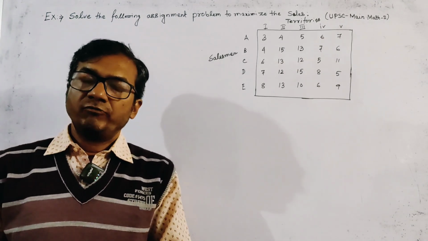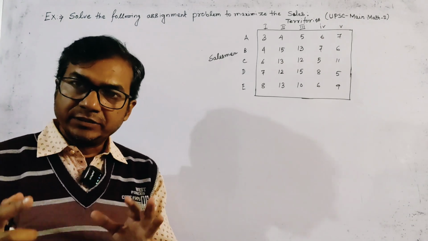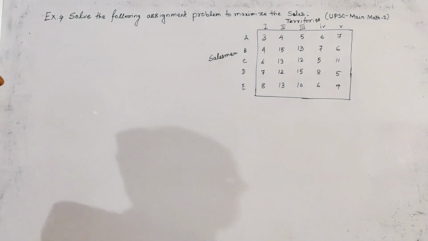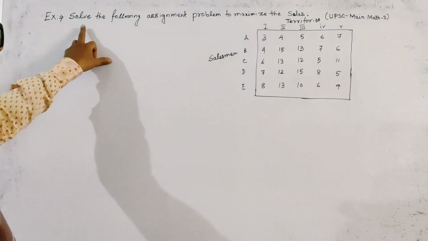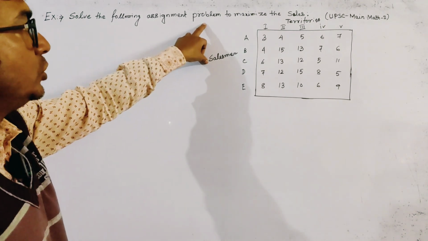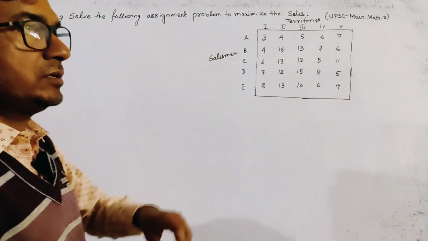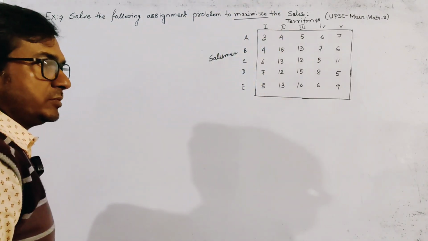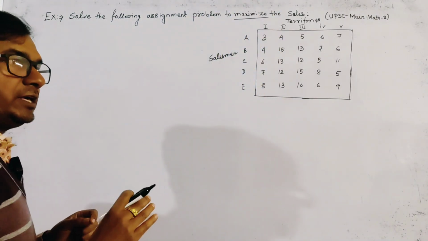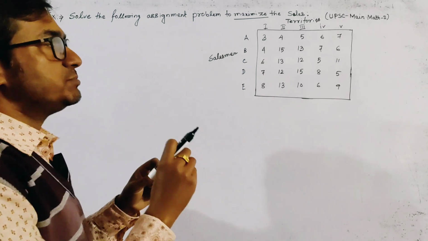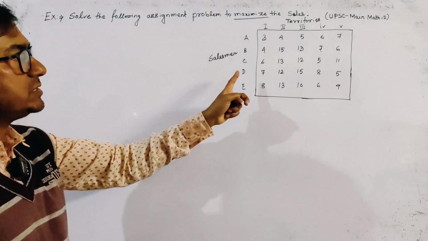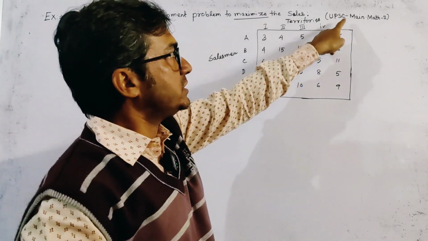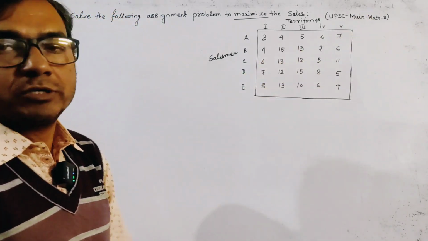Today's problem from LPP is specifically an assignment problem of LPP. The problem is: solve the following assignment problem to maximize the cell. Clear? This is a maximization assignment problem. Assignment problems are generally given as minimizing type, but this is a maximization assignment problem. This problem is taken from the UPSC Mains optional Mathematics Paper 2.